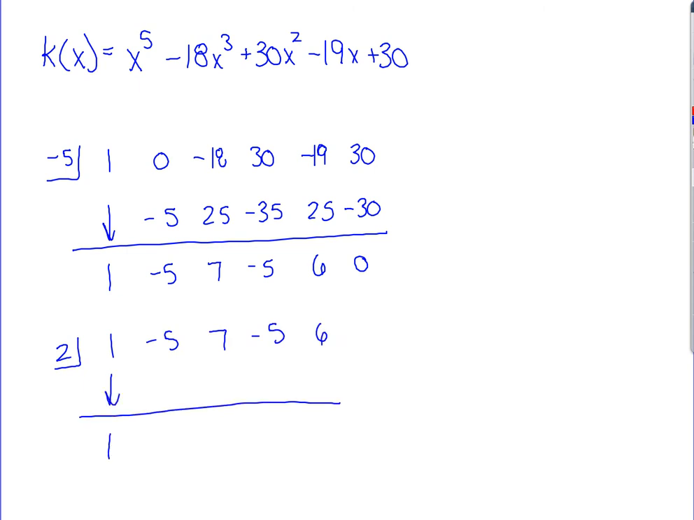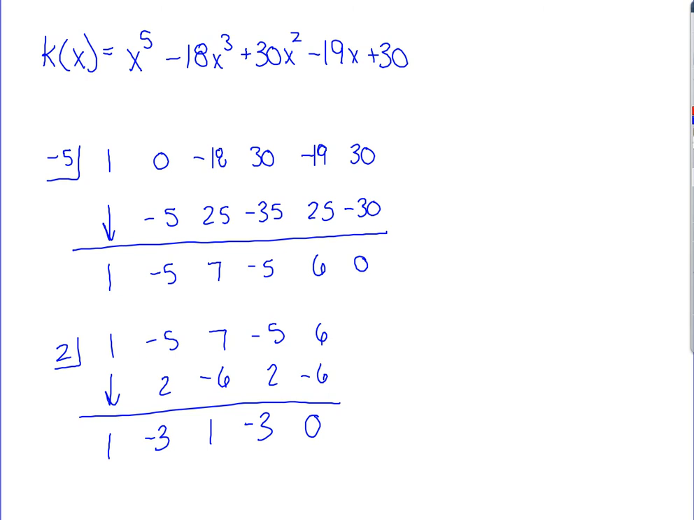We bring our first term straight down, so 2 times 1 is 2. When we add down, negative 5 plus 2 is negative 3. 2 times negative 3 gives us negative 6. 7 minus 6 gives us 1. 2 times 1 is 2. Negative 5 plus 2 is negative 3. 2 times negative 3 is negative 6. And when we add that down, we do get 0. So we do see that x equals 2 is a 0 of our function.